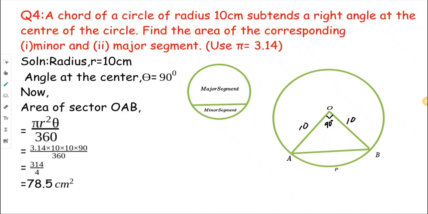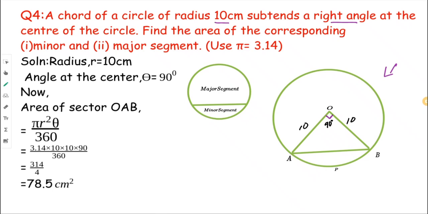All right, question number 4. A chord of a circle of radius 10 centimeter subtends a right angle at the center of the circle. So when you look here, they've given us the radius OA and OB, 10 and 10, and they said it subtends an angle at the center of 90 degree. What do we have to find? Find the area of the corresponding minor and major segment.